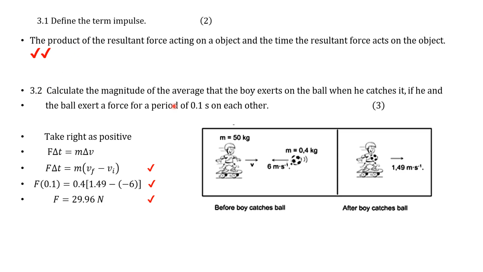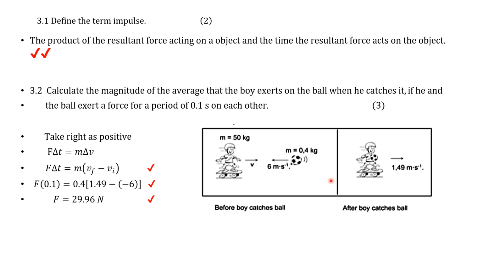3.2, calculate the magnitude of the average force that the boy exerts on the ball when he catches it, if he and the ball exert a force for a period of 0.1 seconds on each other, for 3 marks. So time is given, so calculating impulse using F delta t equals my change in momentum, which is mass times a change in velocity. My time there is given as 0.1 seconds. The mass of the ball is 0.4.